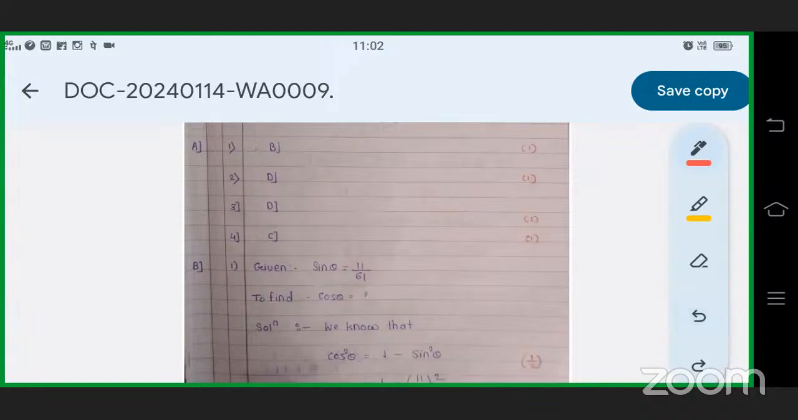Then focus here, what is the given? Segment AB is parallel to the y-axis and the coordinate of point A is (1, 3). Then the coordinate of point B can be. Just focus on the concept: if AB is parallel to the y-axis, then the equation of that line is x equal to a constant. Here this line passes through the point (1, 3), that is point A.